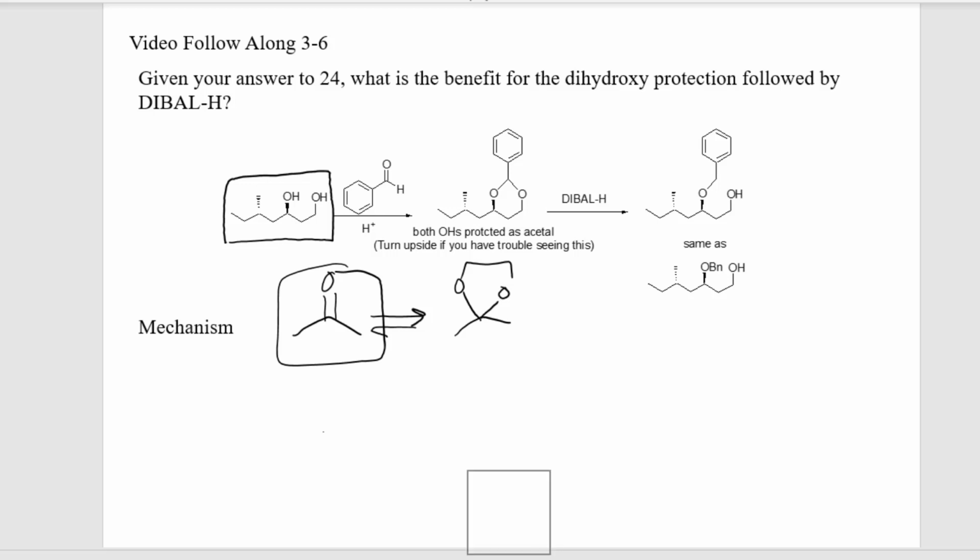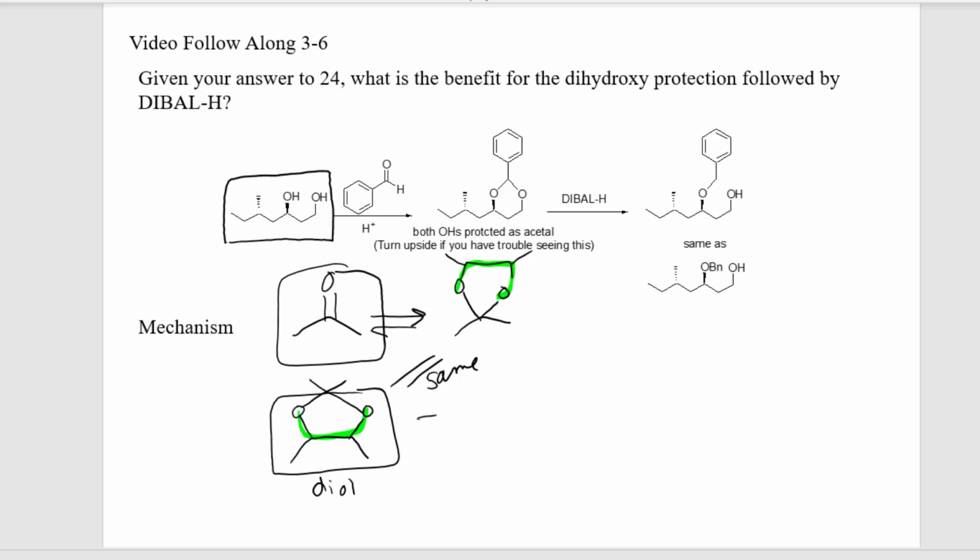Turn it upside down, though. I've literally just turned this molecule upside down. These are the same molecule. I can add these methyl groups. So in one case, the thing that's important to me is the carbonyl, and I'm using an acetal to protect it. In the bottom case, what's important to me is the diol, and I'm using a throwaway acetone molecule to protect it.